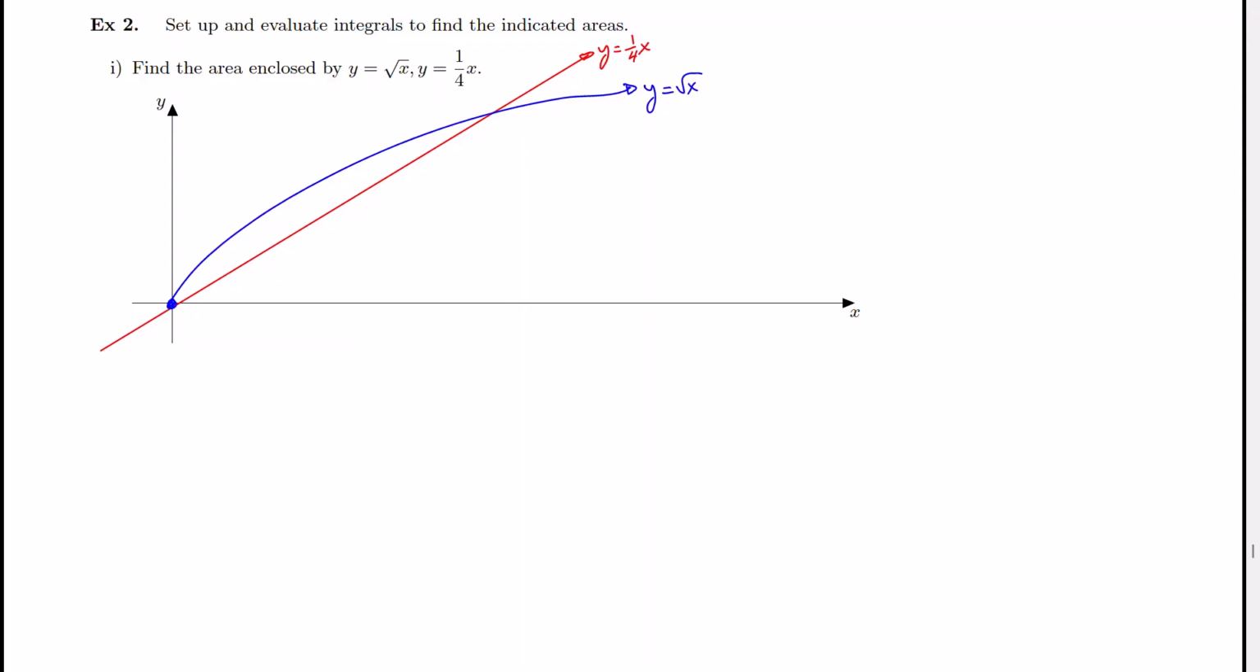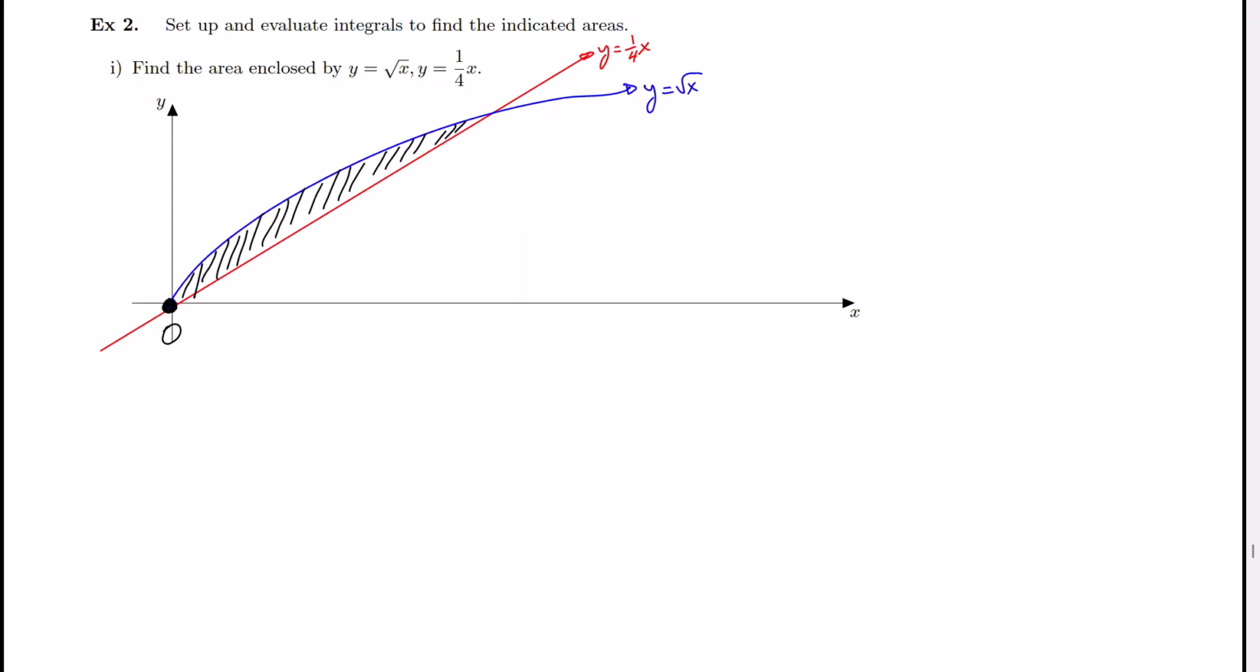And they want the area enclosed by these two curves. So enclosed by these two curves just means that it's surrounded by these two curves. The only area that's surrounded by these two curves is the area in there. So basically, I'm searching for the area of this region over here. We know that the intersection is happening at 0 for the two curves. They both pass through the origin.